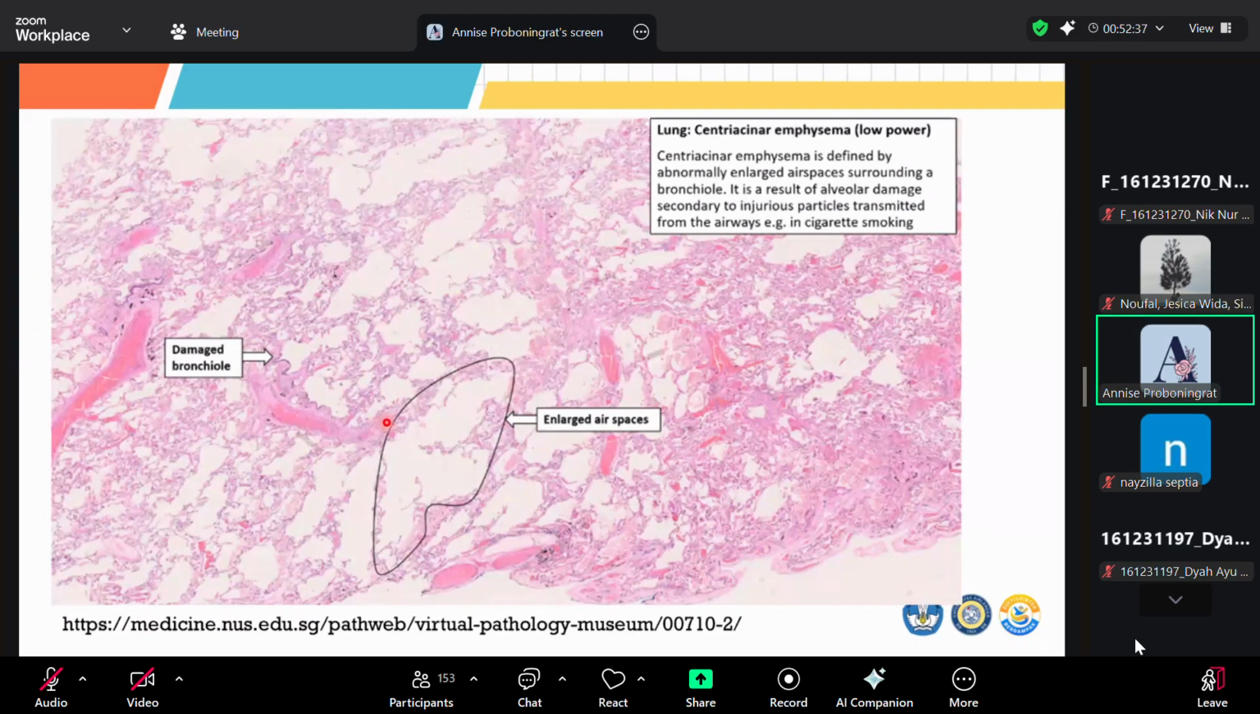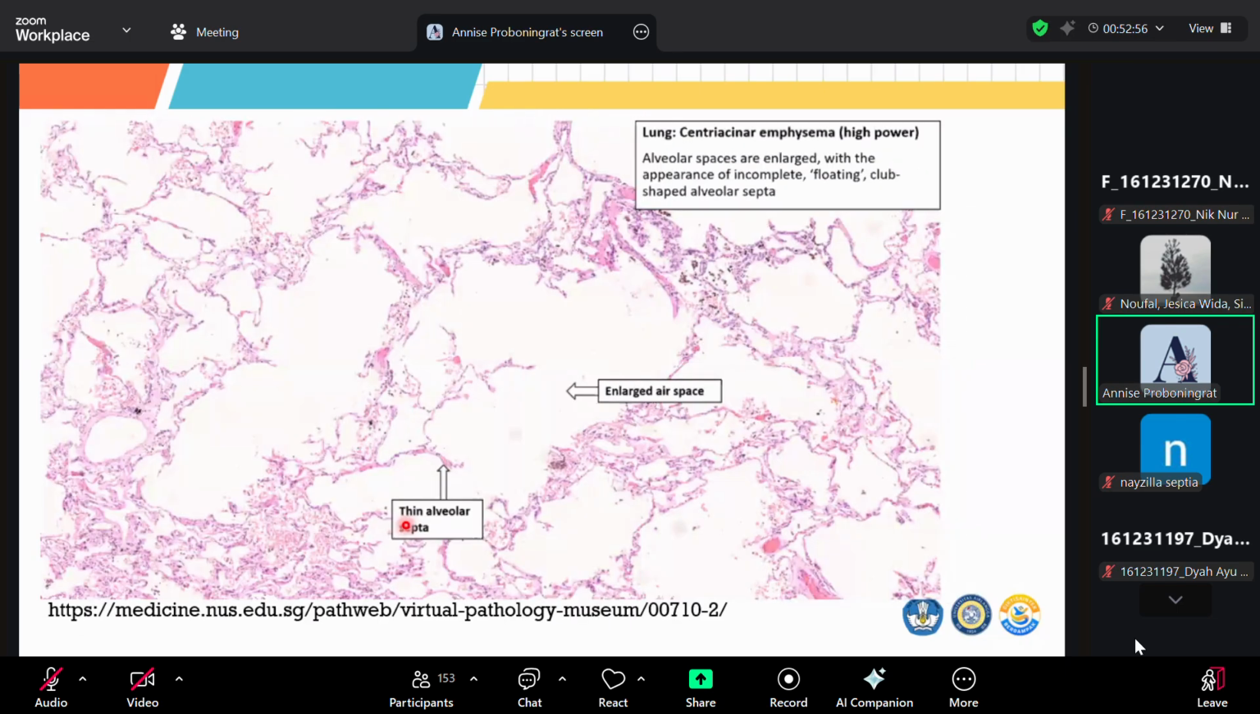And this is the histopathological view of the emphysema. We can see the alveolus become enlarged and the alveolar septa are ruptured. Okay, this is another figure.